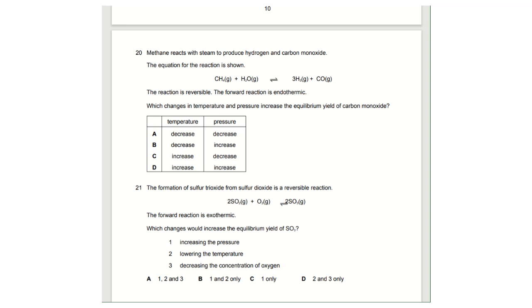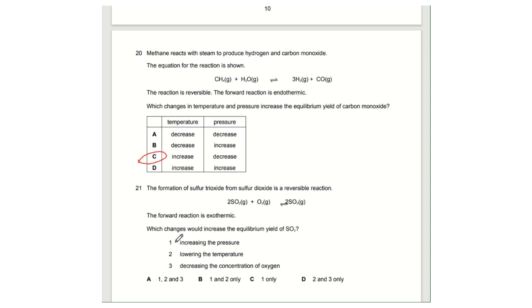So increase in pressure shifts equilibrium from right to left, because on the right side there are more number of particles, and the forward reaction is endothermic. Increase in temperature and decrease in pressure. Decrease in pressure, increase in temperature. So choice will be C.